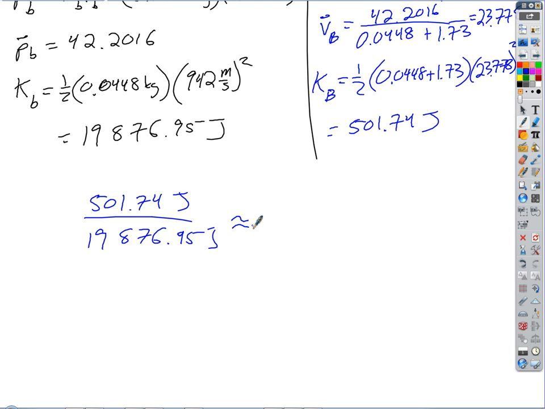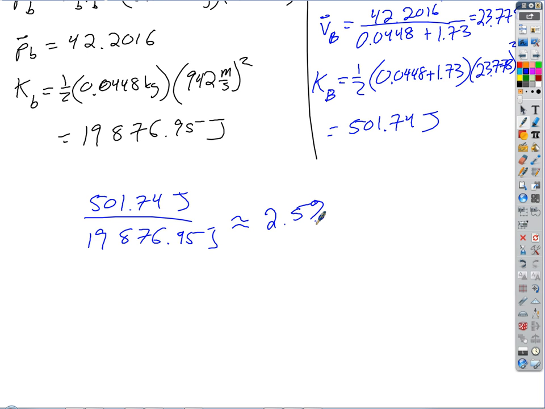Is that like 20%? Not like 25. It's about 0.02, actually really close, 0.025. As a percent, that's 2.5%. So about 2.5% of the original kinetic energy was kept.